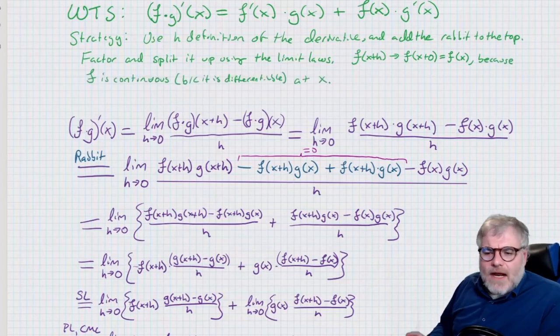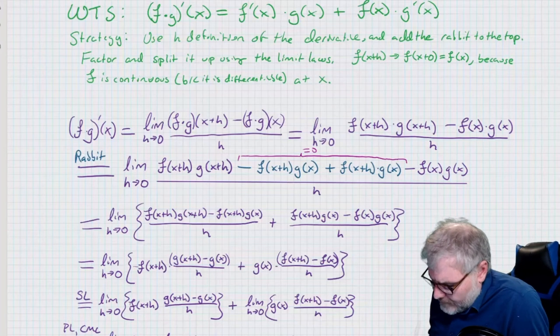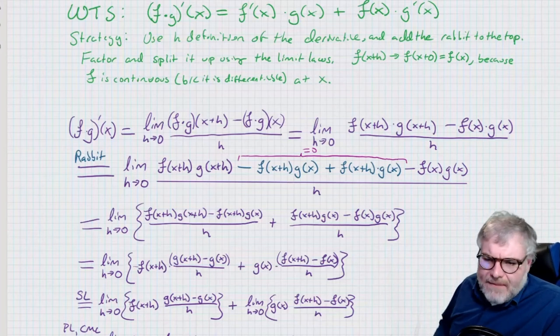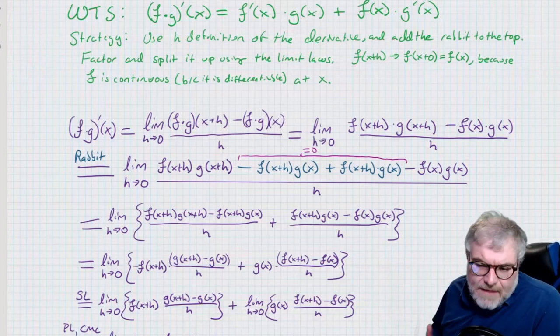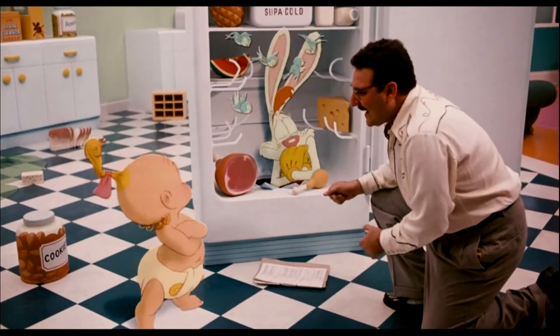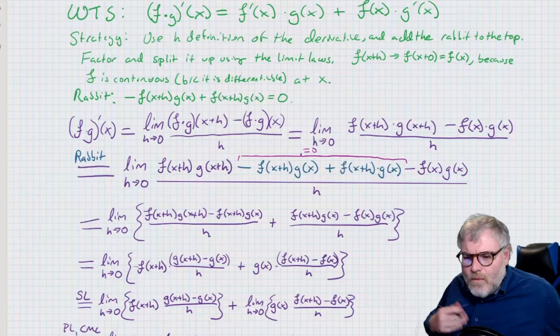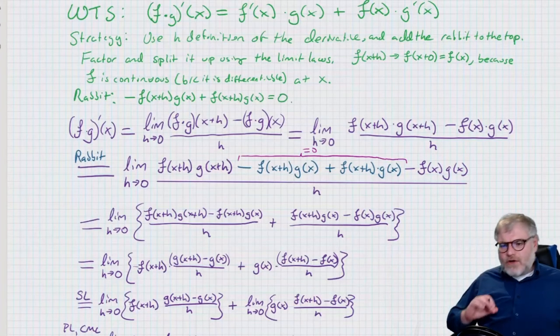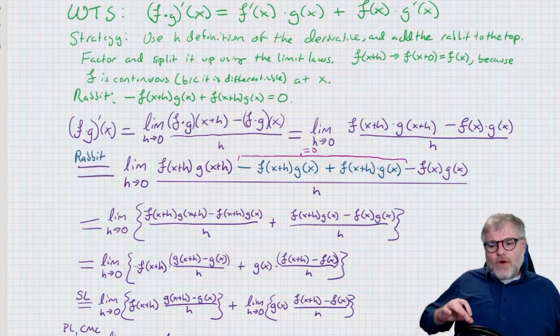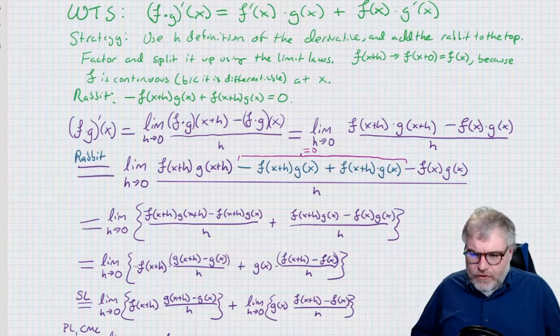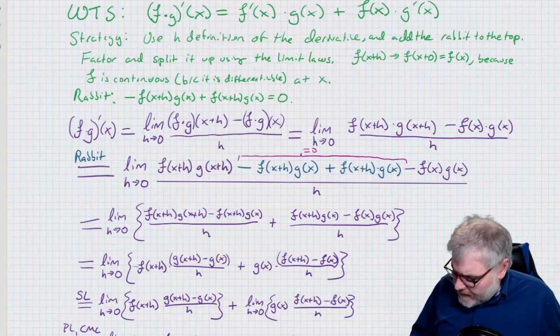So I'm just going to write that f is continuous. Why? Because it's differentiable. That's a little trick that I may need. And then, of course, I need to state what my rabbit is. A rabbit is a very clever zero that you add, or a very clever one that you multiply. And you need that for this trick. This is called a rabbit.